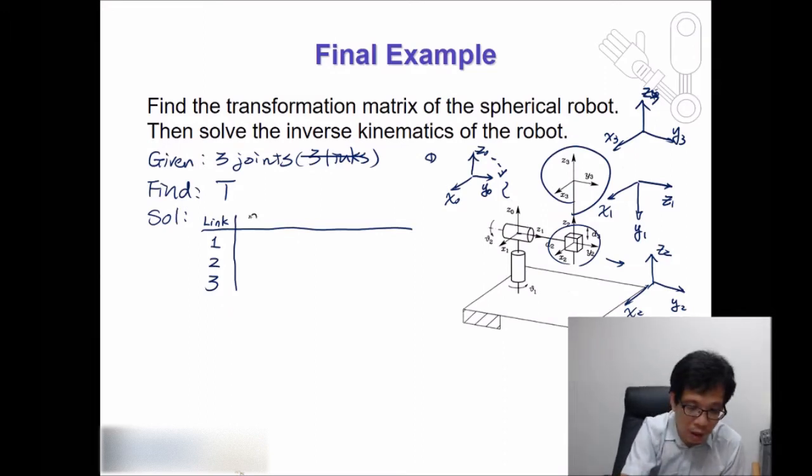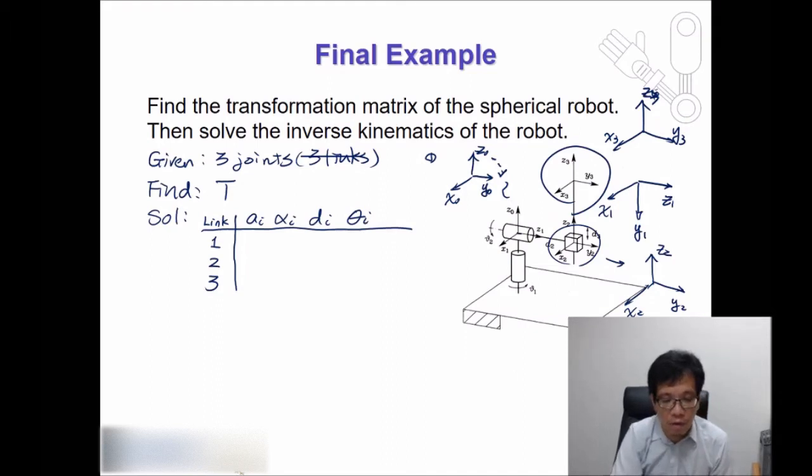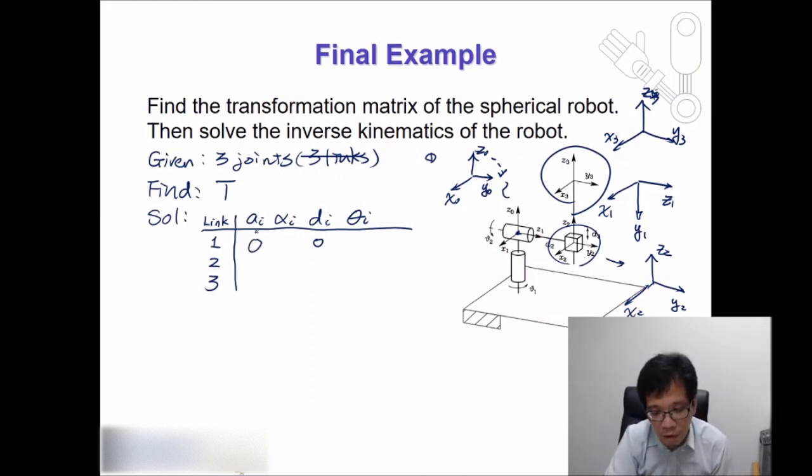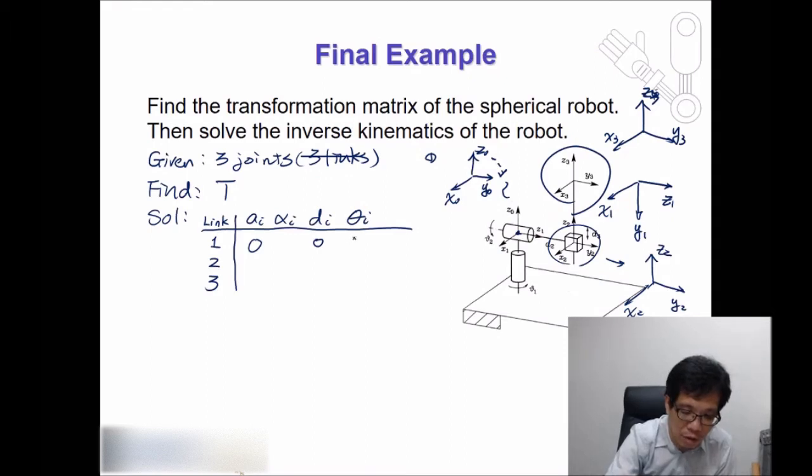So that's a_i, alpha_i, d_i, theta_i. So since they are attached, the coordinate system, frame 0 and frame 1, are attached at their position onto the same points, which means the offset and distance of those two joints are going to be 0.